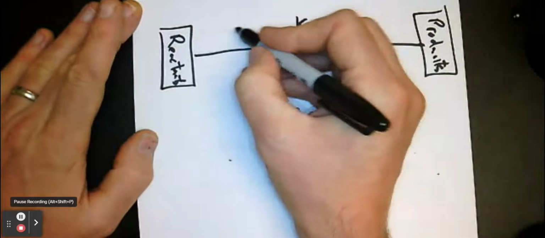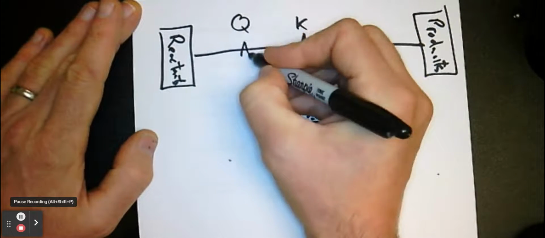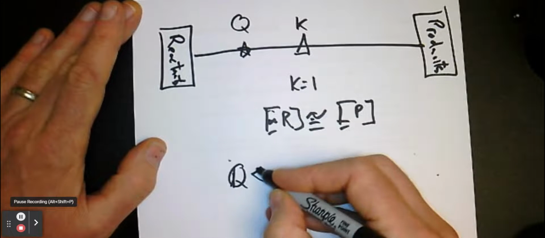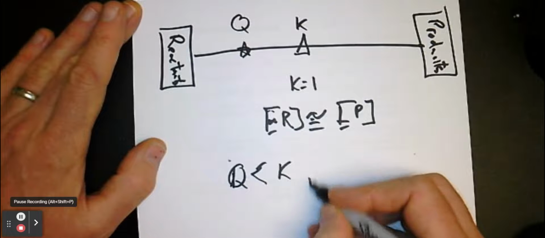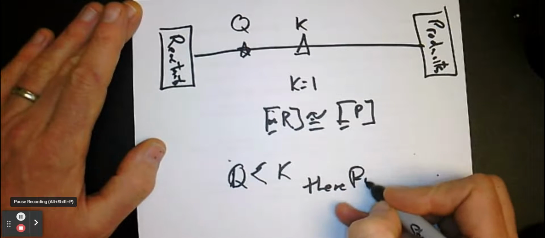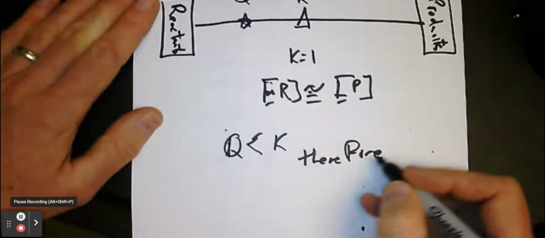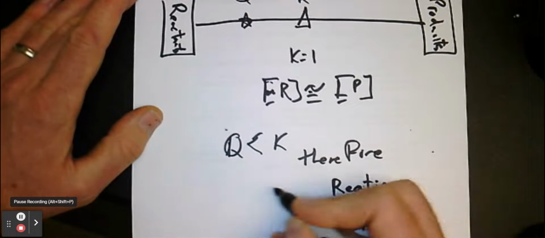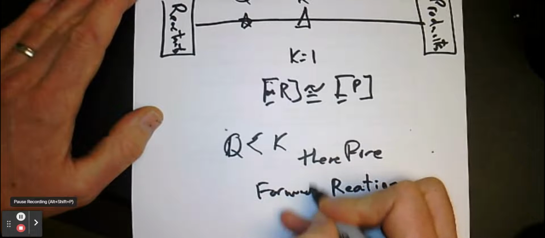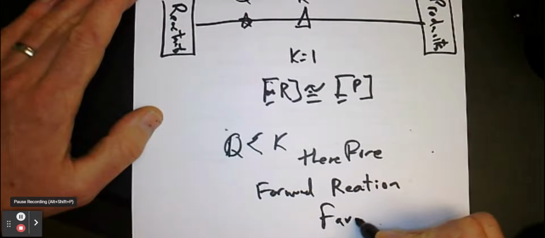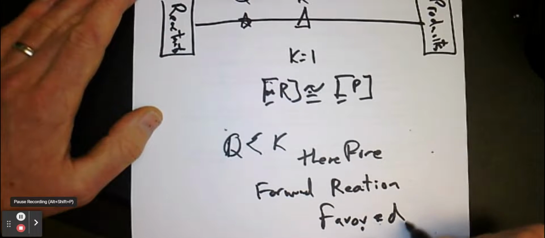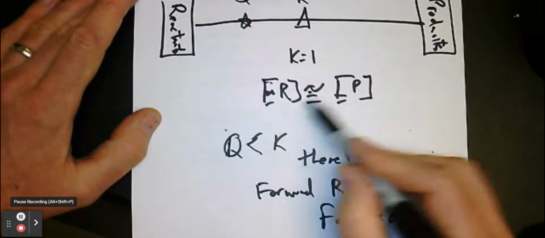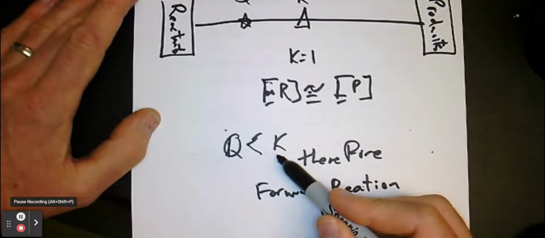Okay, so if Q is here, so Q would be less than K. Therefore, or ergo, feels so weird saying that word, the forward reaction is going to be favored. So you're going to turn some reactants into products if Q is less than K. All right?